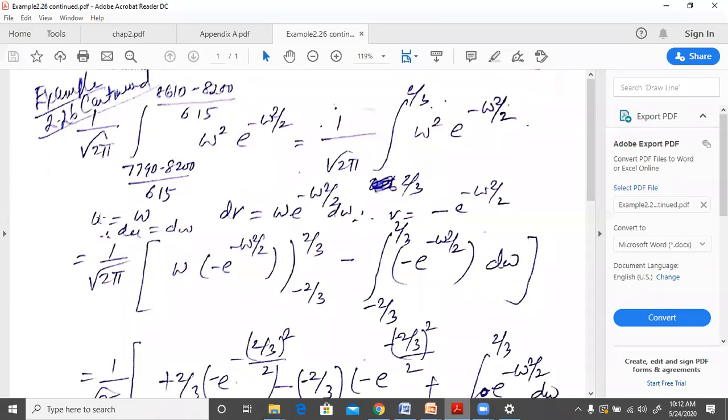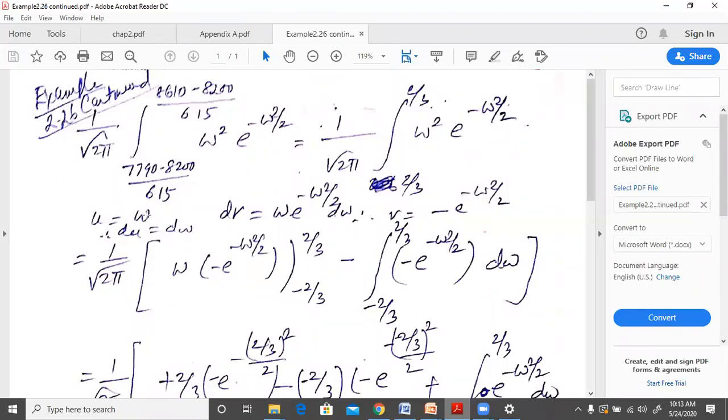So you take u equal to w and dv is equal to w e to the power of minus w squared by 2 d omega. So du will be d omega and v will be minus e to the power of minus omega squared by 2. This will be the value of v. So therefore, 1 by root of 2 pi as it is, and integration by parts, that is integral u dv is equal to u v minus integral v du.